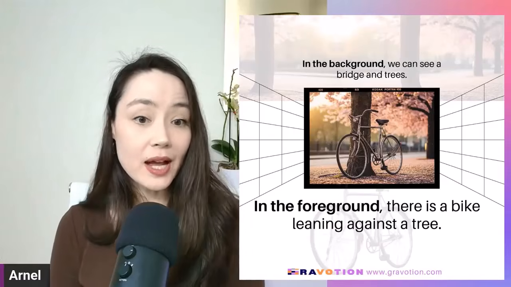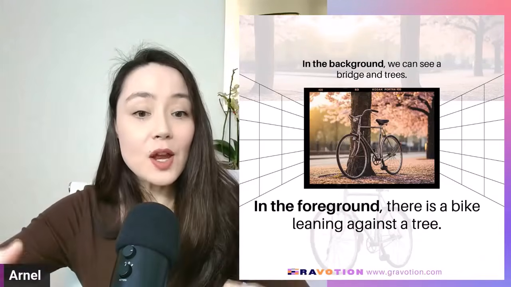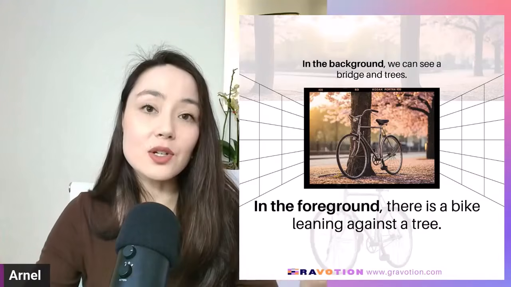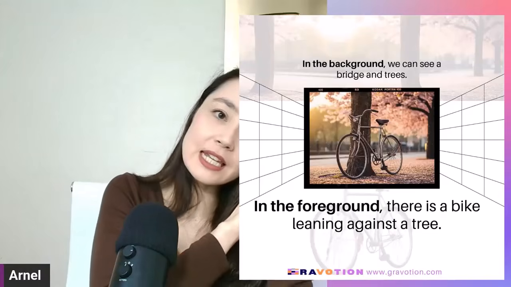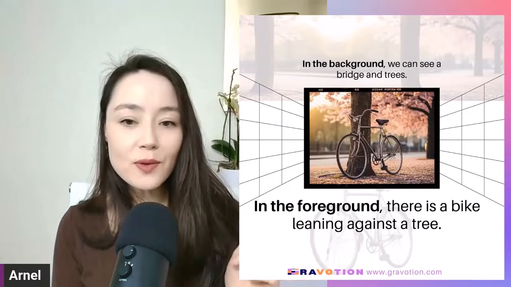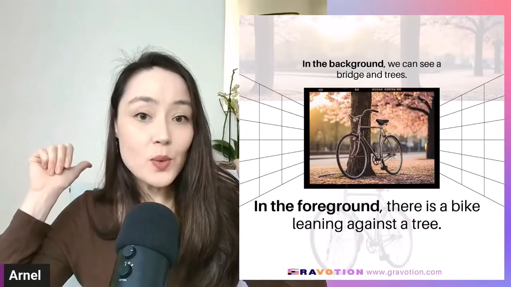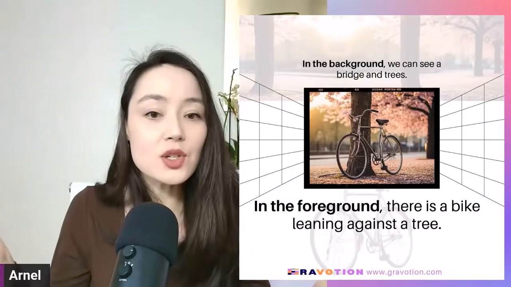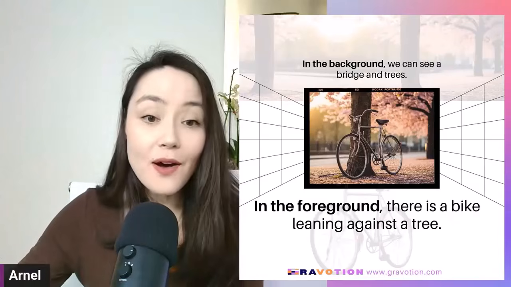In the foreground, the most important part, there is a bike leaning against a tree. Leaning is like this. You're kind of resting. This is leaning. In the foreground, there's a bike leaning against a tree. In the background, we can see a bridge and trees. And it's a bit blurry, isn't it? The background is out of focus.